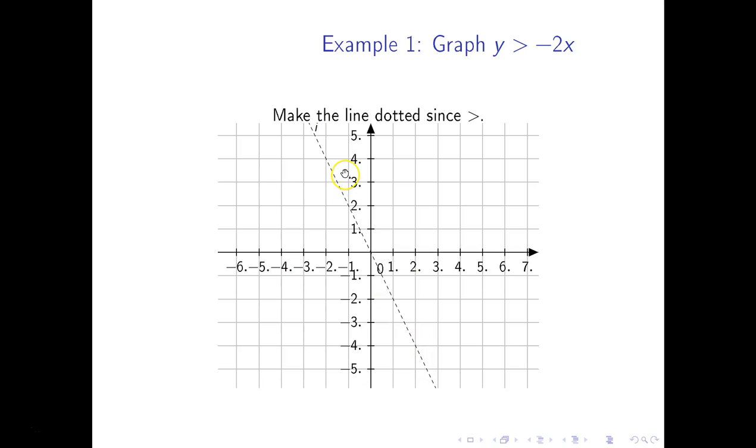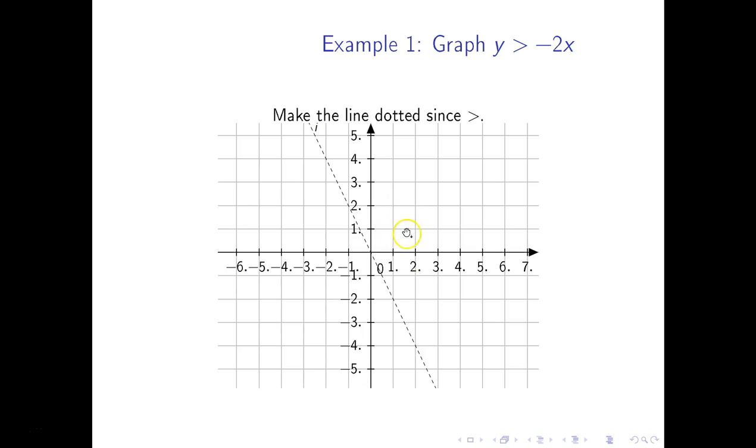Okay, so this is where we're at. Now the question is, the third thing was to shade. So now I need to pick a point. Pick any point that is not on the actual line. Again, pick a point not on the line.